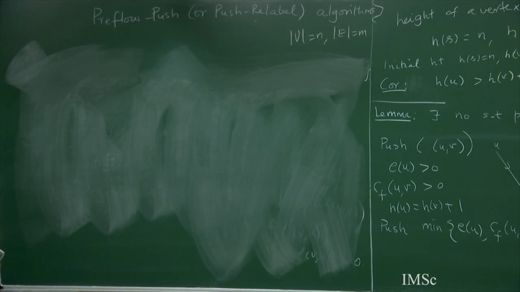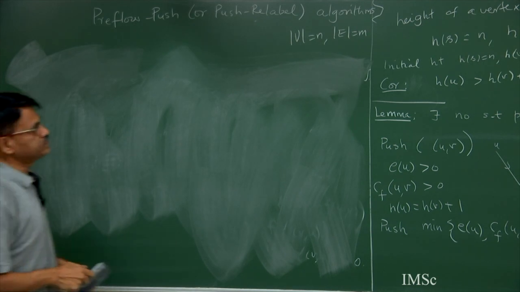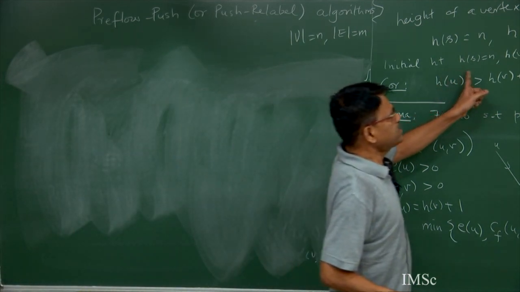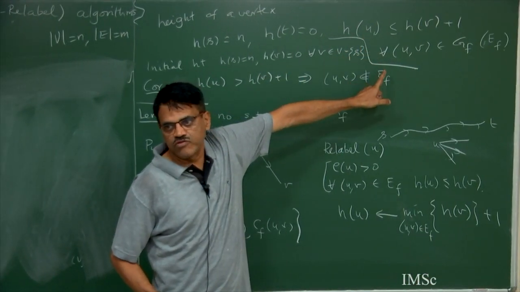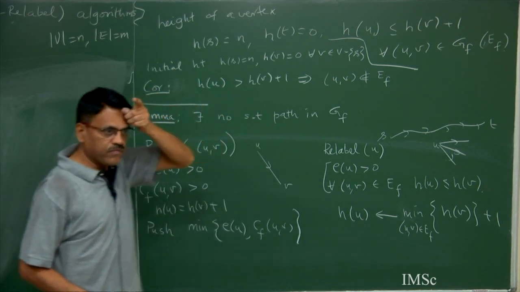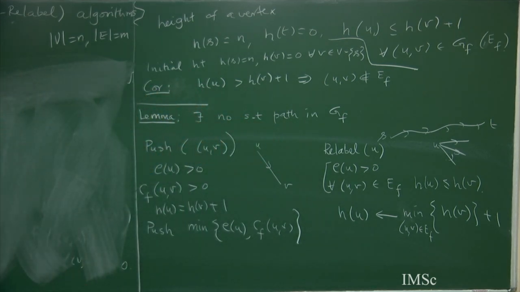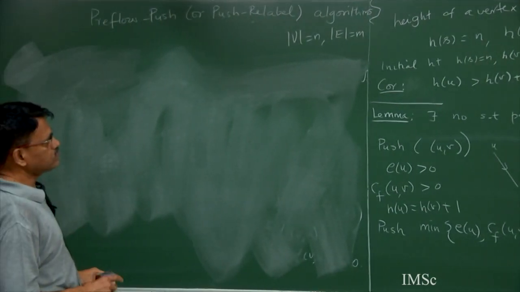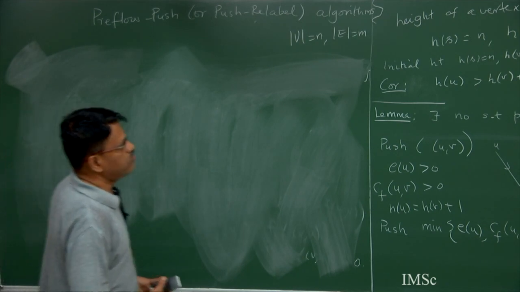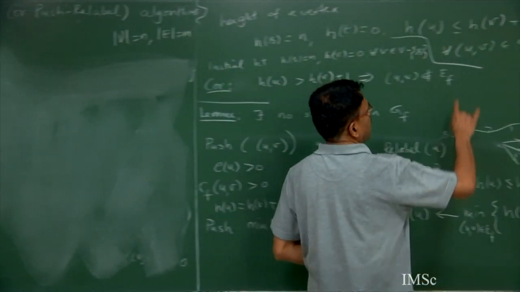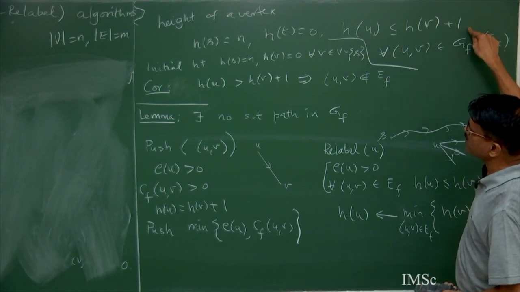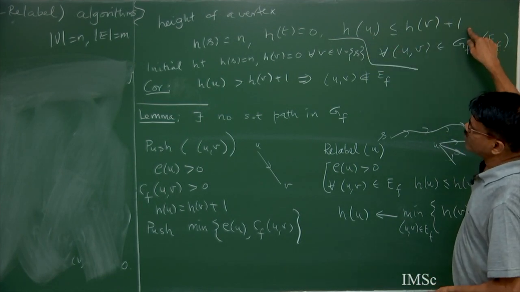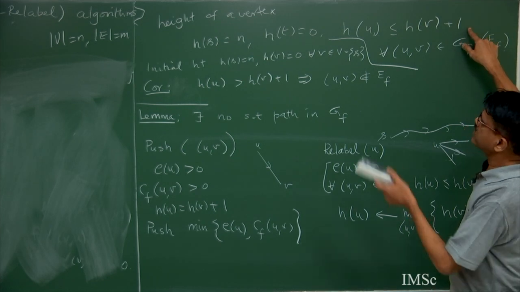Okay, so one quick sanity check is that this height function satisfies this condition for the initial preflow. Is that clear? What do I have to check? For every edge uv in the residual network, I have to make sure that height of u is less than or equal to height of v plus 1. All the heights are 0 except height of s.